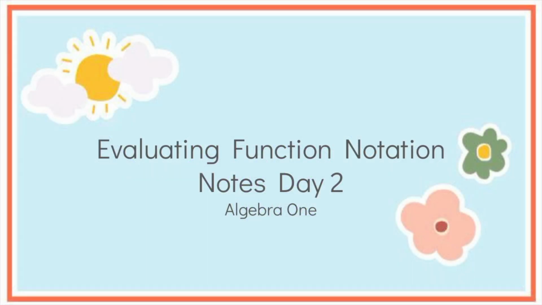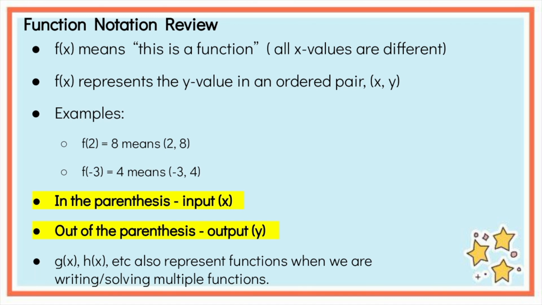Welcome back. Today we're talking about evaluating function notation, day 2. Let's take a look at some reminders. So a couple of reminders here. F of x means that this is a function. F of x represents the y value in an ordered pair, x and y. So for example, f of 2 equals 8 means 2, 8. F of negative 3 equals 4 means negative 3, 4.